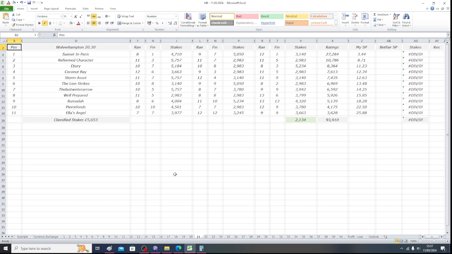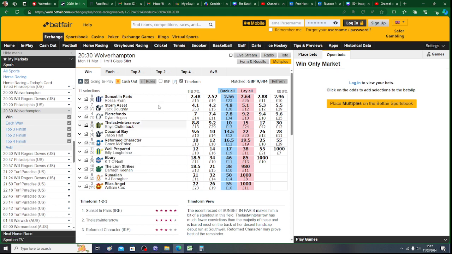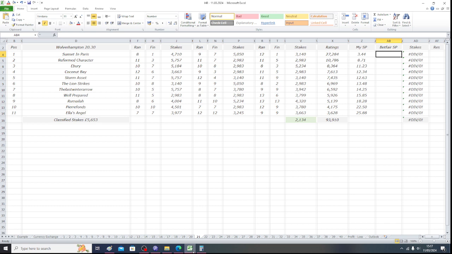Now, the last race, the finale, at 8.30, 11 go to post, classified stakes, £5,653 going to the winner, and Sunset in Paris is our top selection. So the last race here, Sunset in Paris, is favourite, 2.56, and stakes of £39.06. That's taken a big chunk of what we have to spend.